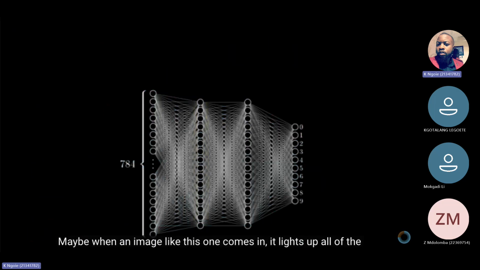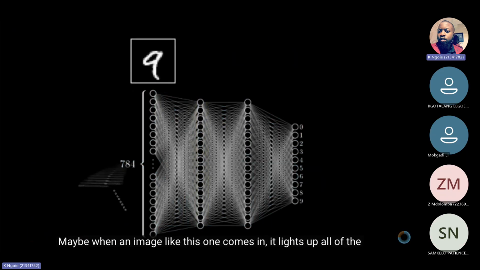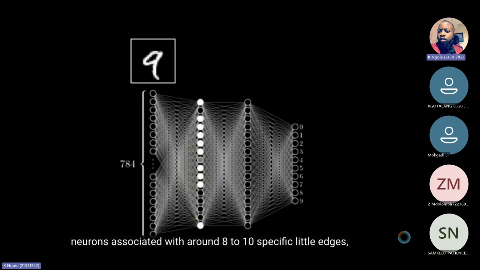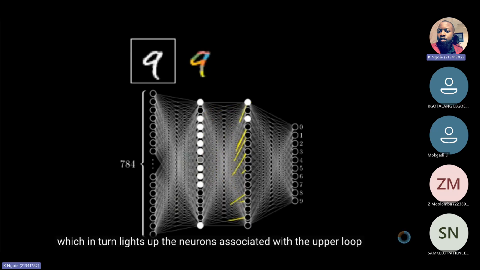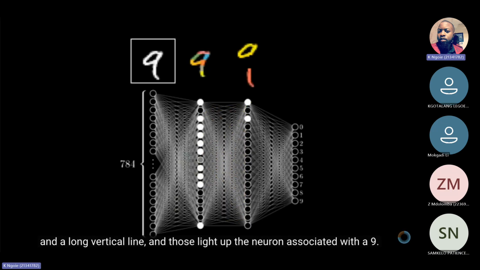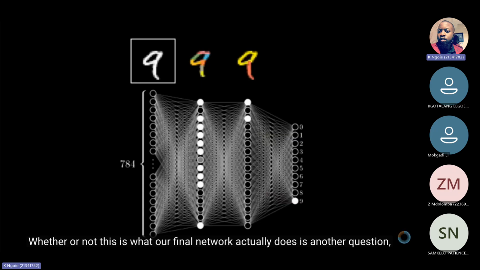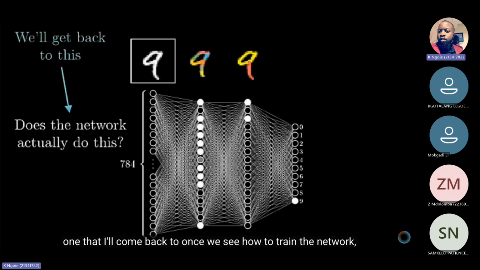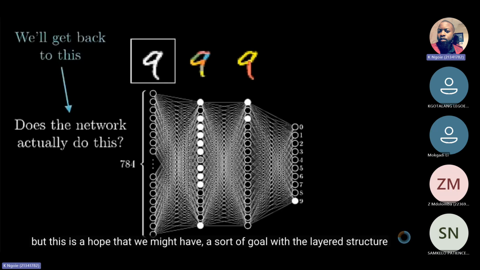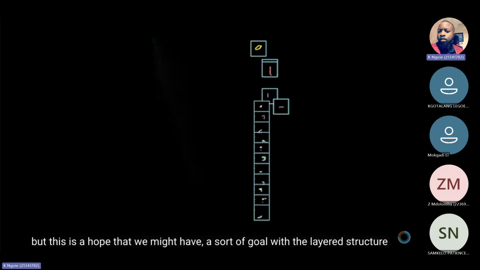Maybe when an image like this one comes in, it lights up all of the neurons associated with around 8 to 10 specific little edges, which in turn lights up the neurons associated with the upper loop and a long vertical line, and those light up the neuron associated with the 9. Whether or not this is what our final network actually does is another question, one that I'll come back to once we see how to train the network. But this is a hope that we might have, a sort of goal with a layered structure like this.